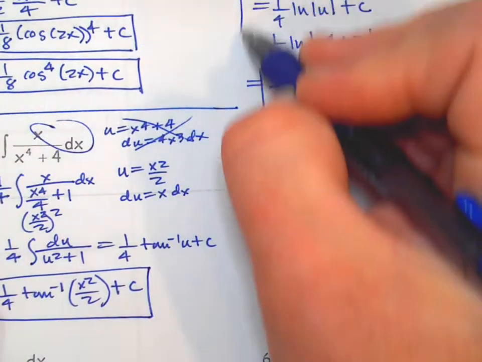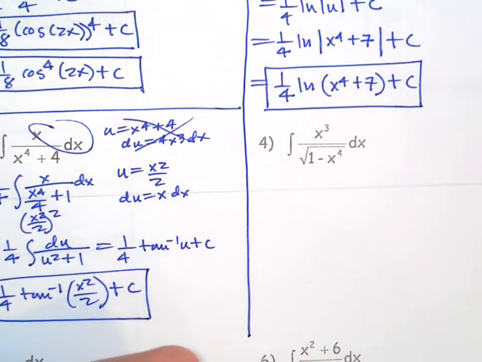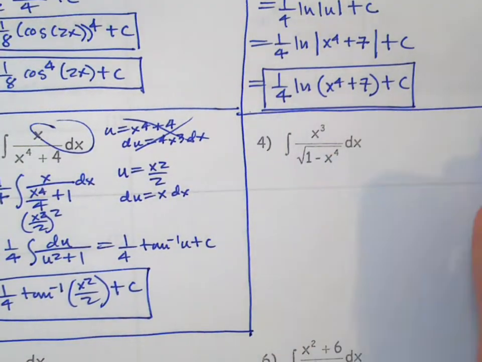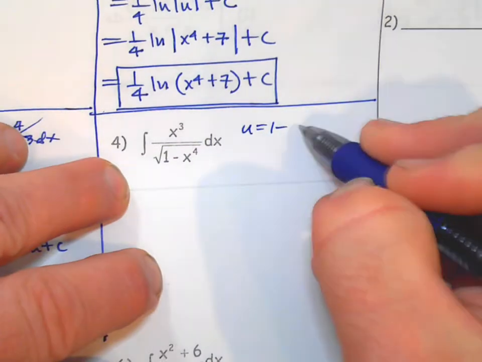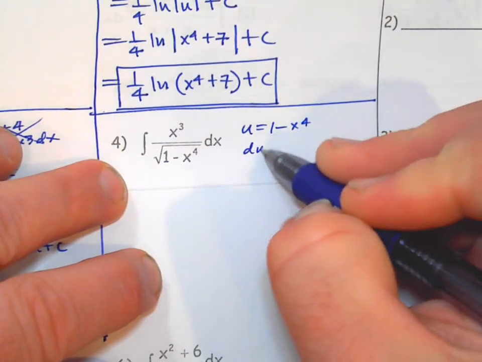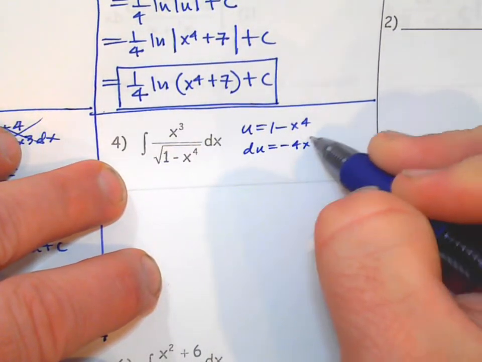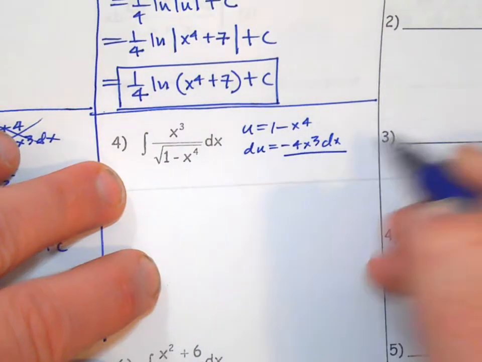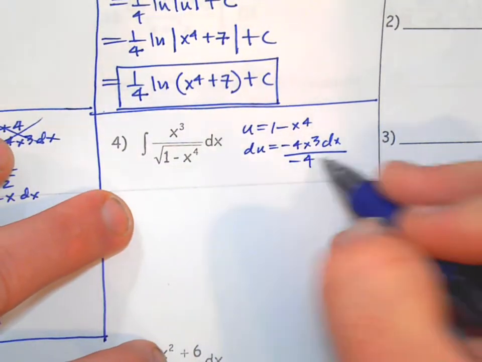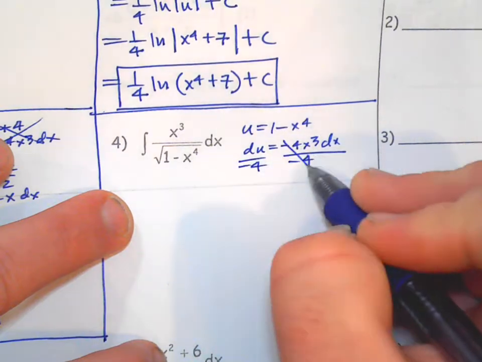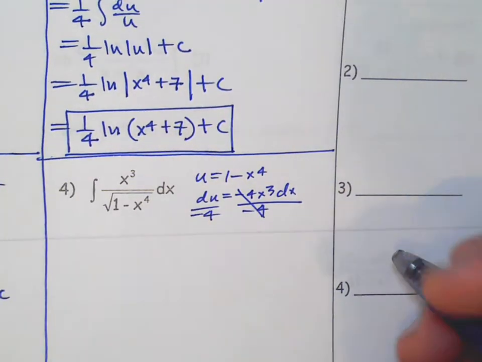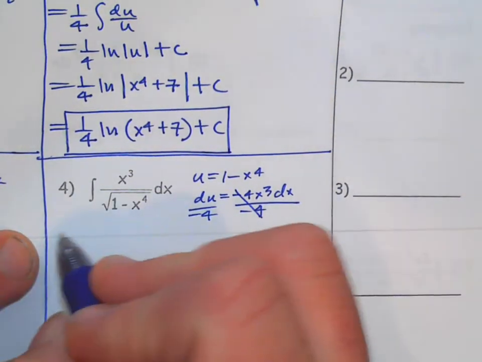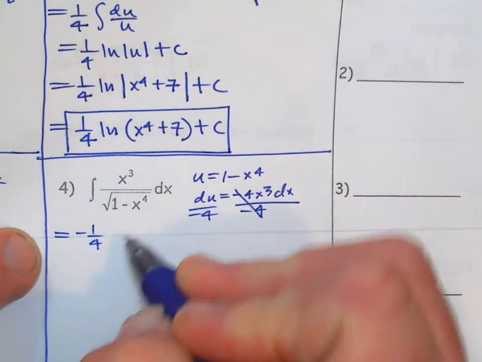So far nothing new from this year. Number 4, I think just regular u-substitution. du equals negative 4x cubed dx, that looks like it's going to work. We divide by negative 4, both sides. Okay, so we're at negative 1/4 in front.